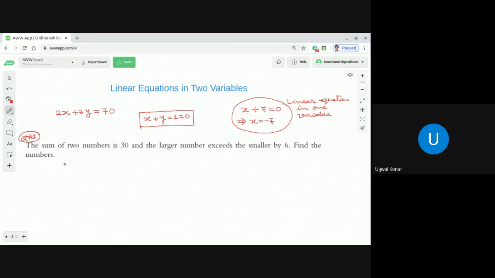So let the two numbers be x and y. Let me write properly. Let.